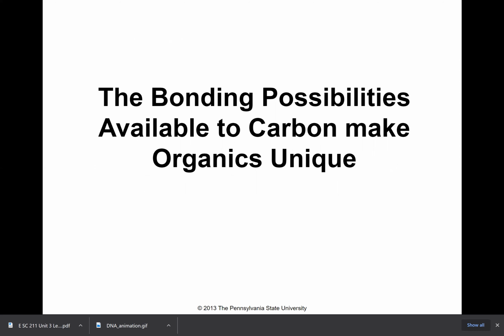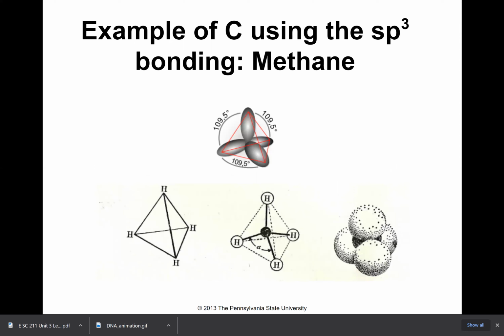The bonding possibilities available to carbon make organics unique. Because carbon has 4 valence electrons, it can react and form huge numbers of different molecules. For example, carbon using sp3, sp2, they're just different ways to describe the geometry that an atom reacts and holds with other atoms.